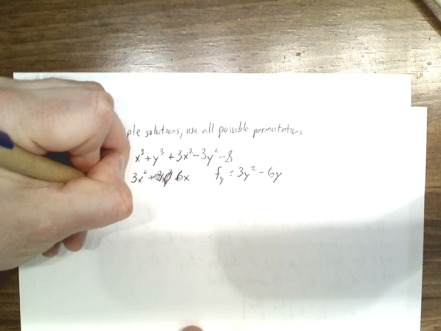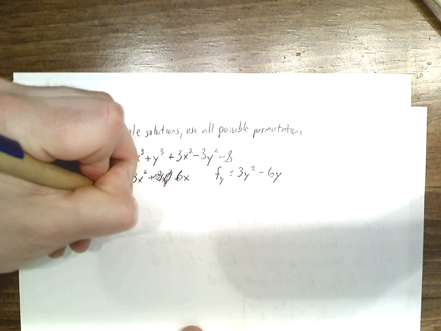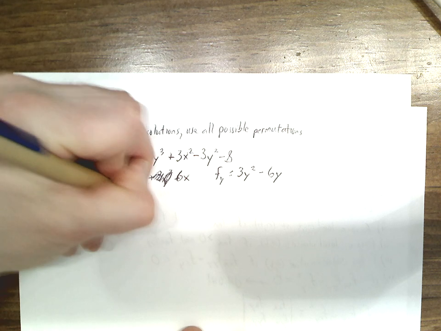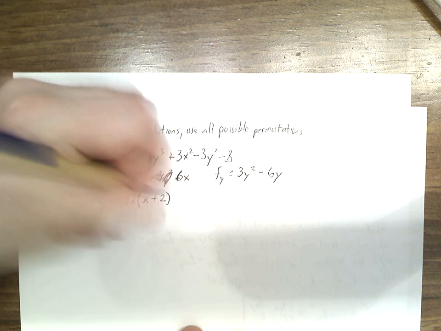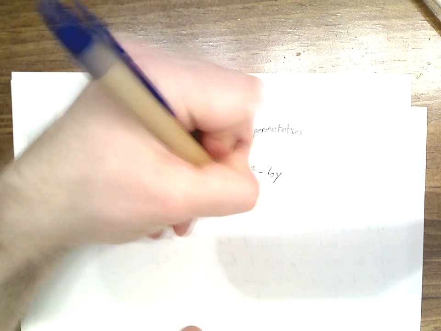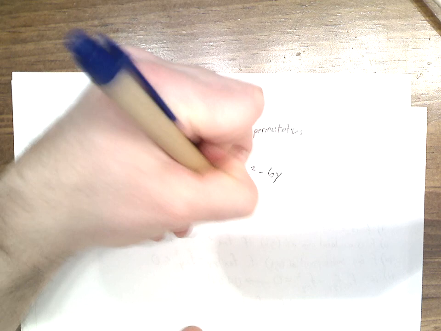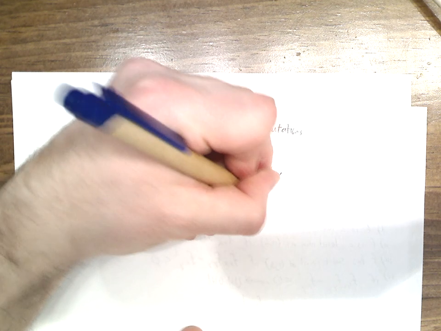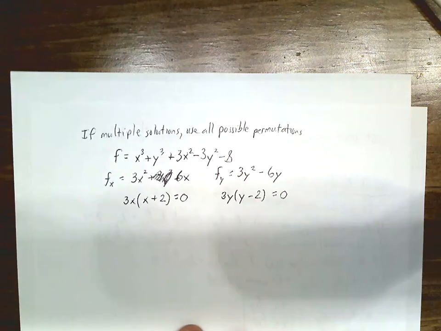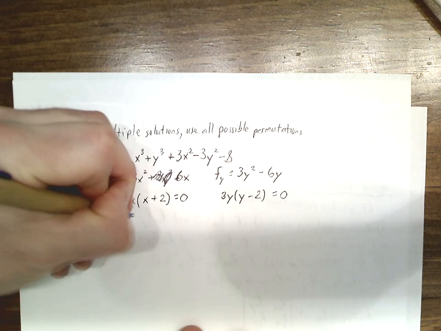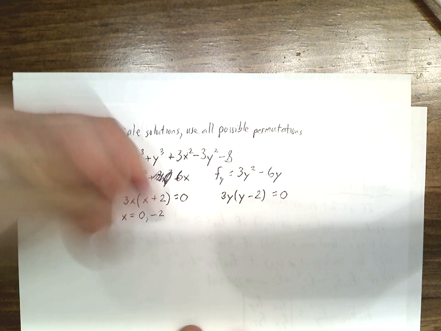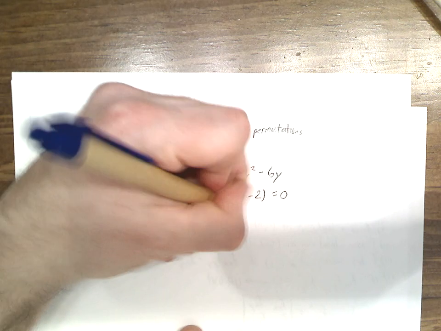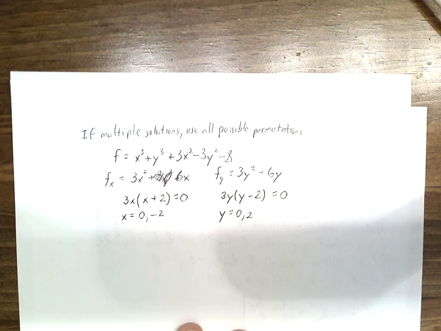So if we work this out, I can factor out a 3x from each of those terms and get x plus 2 equals 0. And over here, I can factor out a 3y and get y minus 2 equals 0. So that tells me that x could be 0 and negative 2, whereas y can be 0 and positive 2.